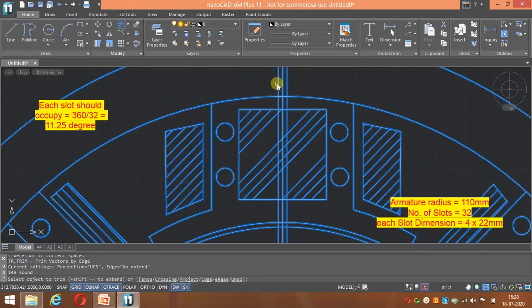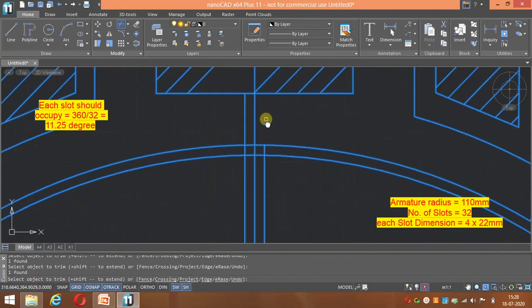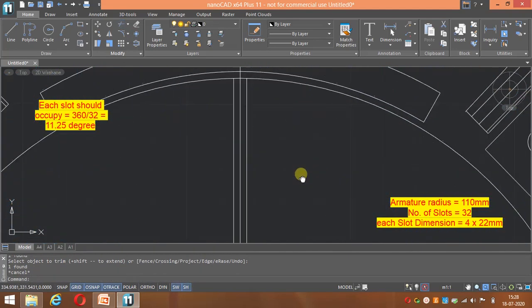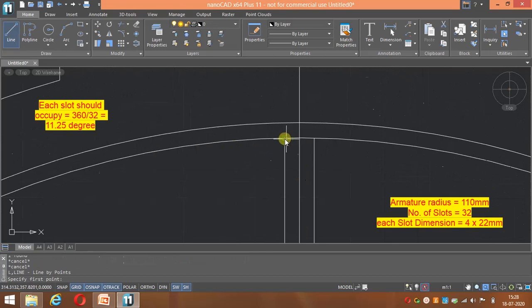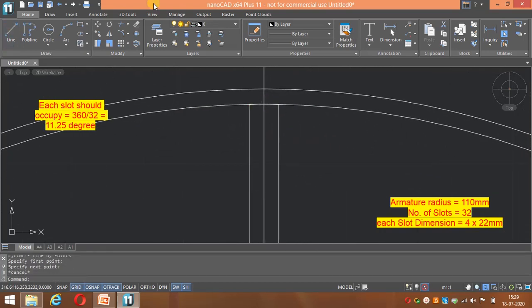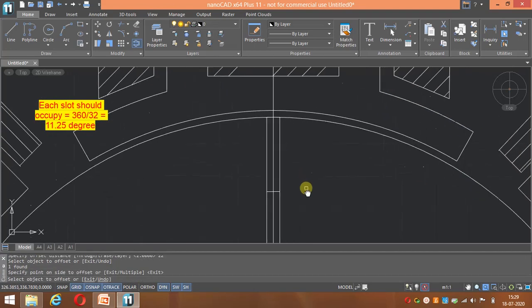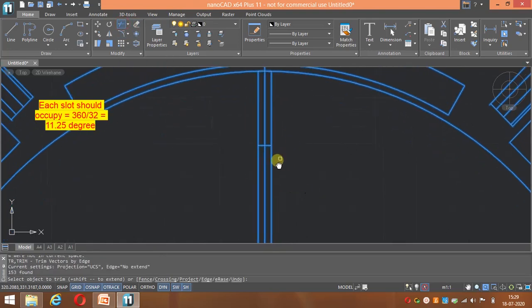These are the portions that are not required. And let me draw a line here from this point to this point. And again I will go with an offset, and the offset distance is nothing but the depth, the height of the armature slot, or depth of the armature slot. It is 22. And from here I would be selecting the line, and it should be located this side. Okay, Control A, and then again trim.